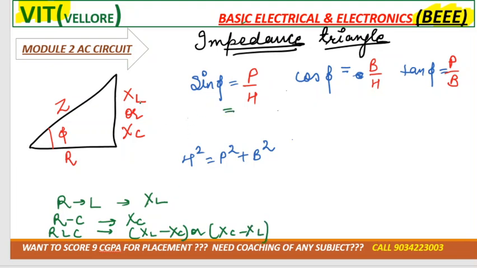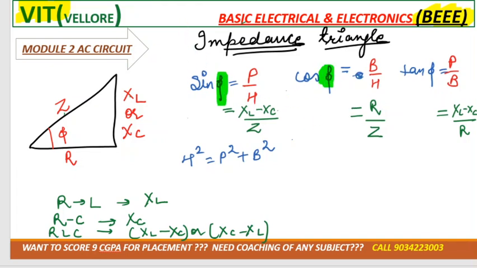So here, sine phi is how much? Perpendicular over hypotenuse, that is XL minus XC by Z. Cos phi is how much? R by Z. Tan phi is how much? XL minus XC by R, right? So from here, can you get the value of phi as well? Suppose we take cos phi, which is R by Z. If we need to calculate phi, then phi is cos inverse of R by Z.